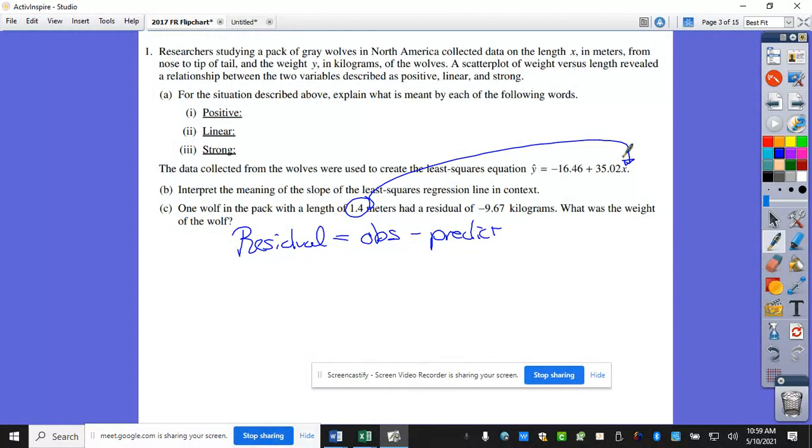Did anybody do that? Which number is that? My observed or my predicted? 32 point what? 938. And my residual was negative 9.67. So I'm just taking negative 9.67 and adding 32.538 to it to get my observed.